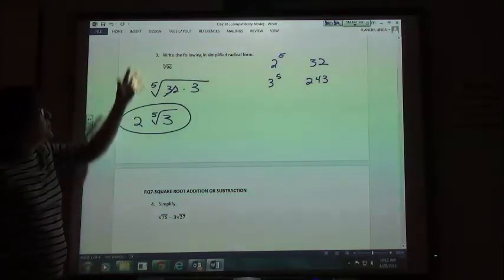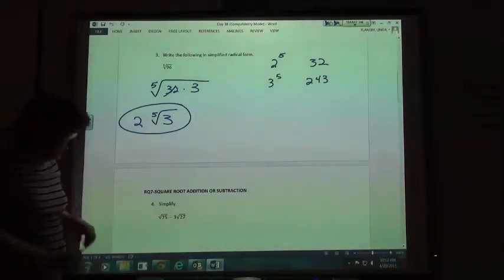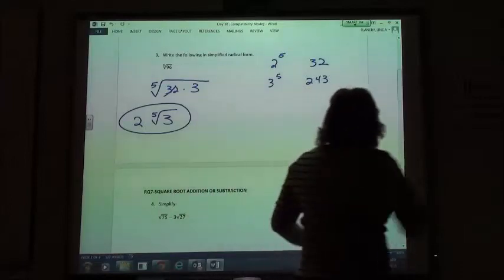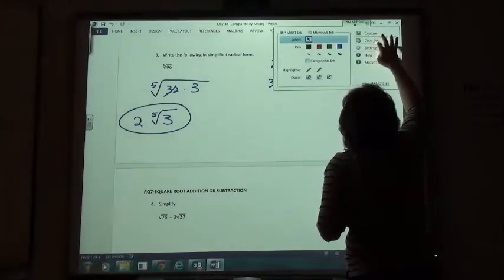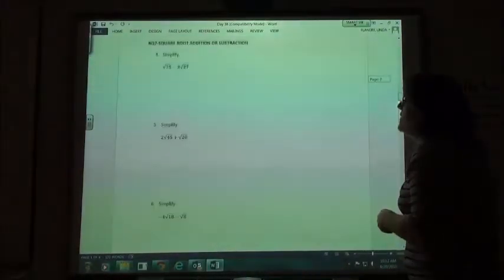So they'll have you do some practice with some higher roots that maybe aren't so common that you don't know right off the top of your head. And then we go back to square roots.